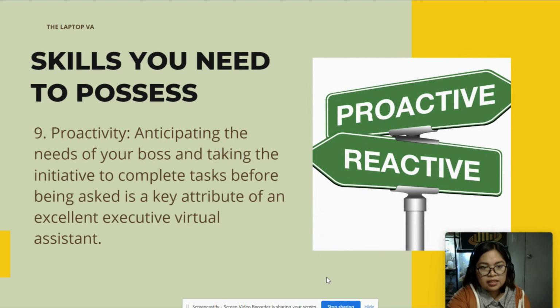So lastly is proactivity. Proactive. Anticipating the needs of your boss and taking the initiative to complete tasks before being asked is a key attribute of an excellent executive virtual assistant. Being an executive assistant, normally you don't have fixed tasks, or you can have regular tasks on a daily basis, like managing the email and managing the calendar of the client. Those are part of your regular tasks.